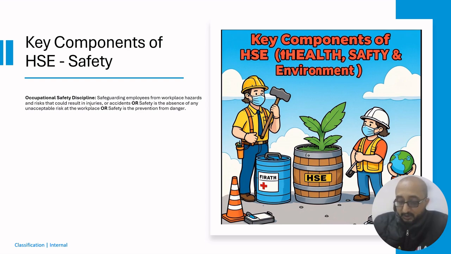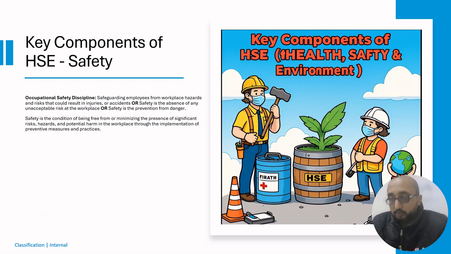Or we can say that safety is the prevention from the danger. So basically, what is safety? In safety, we are focusing on preventing our workers, our equipment, our properties, and business from physical harms like incidents, accidents, or physical injuries like broken bones, cuts, damaged equipment, or material loss. So we are preventing all these losses or consequences that can happen.